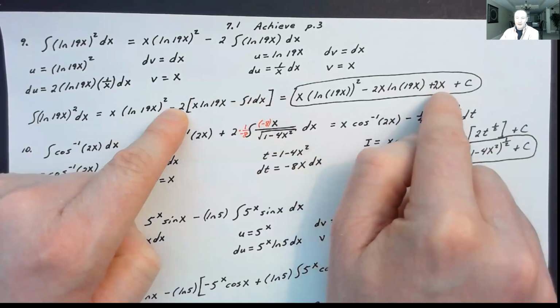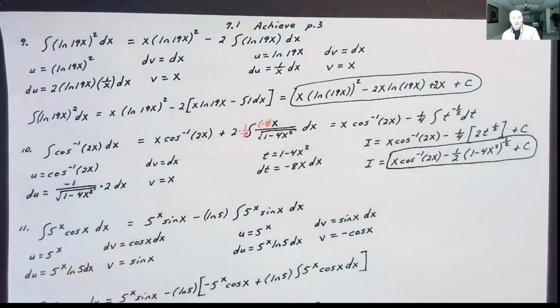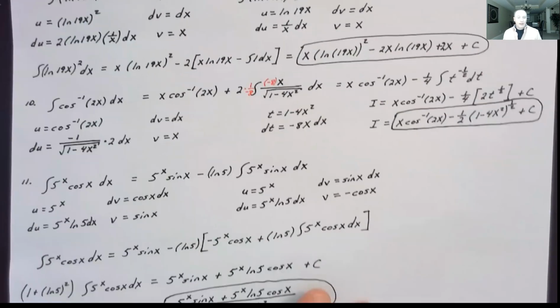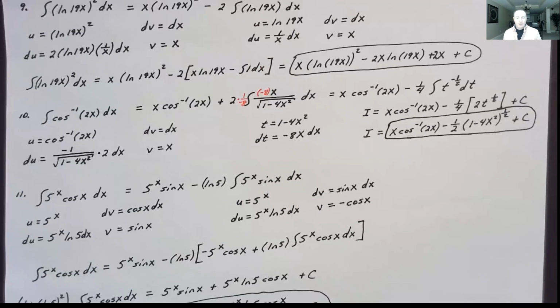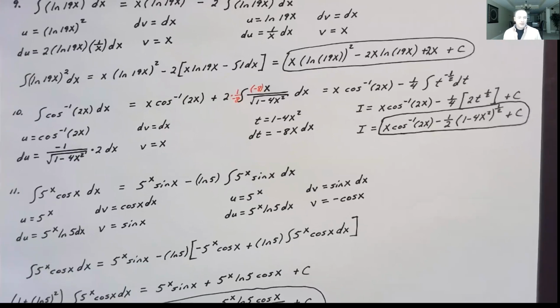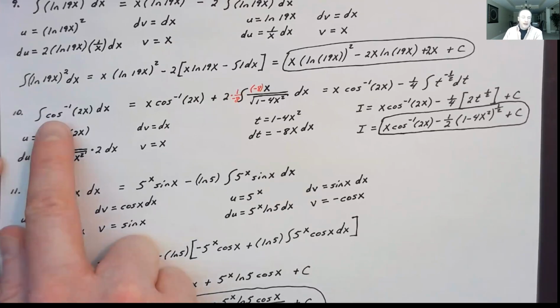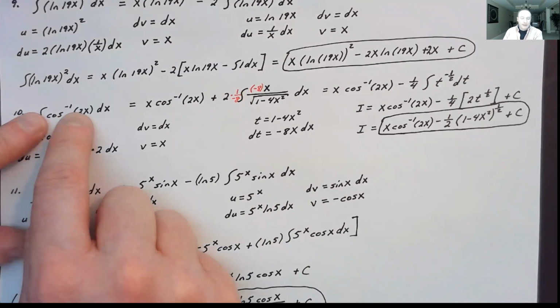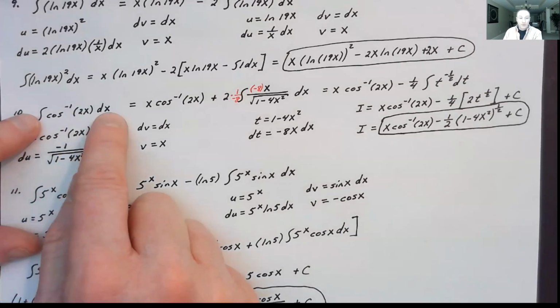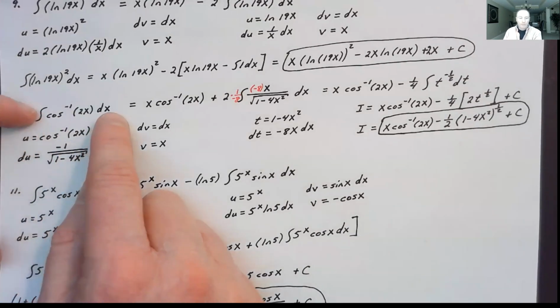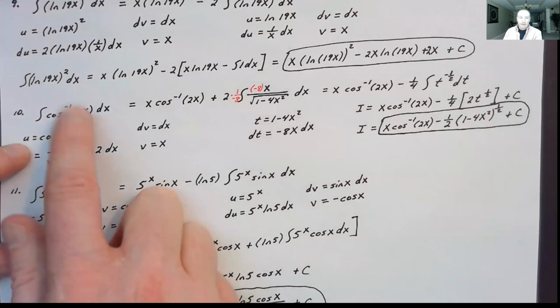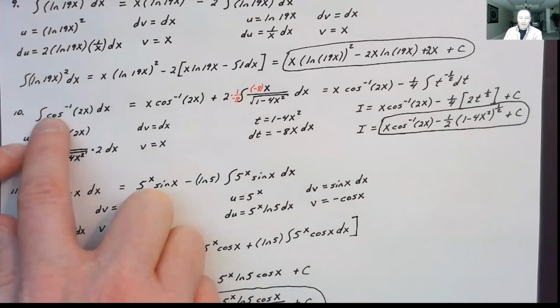I scrunched it in. And then, of course, plus your constant of integration. For the next problem here, I absolutely love integration by parts for inverse trig functions. Let's integrate the inverse cosine function together. So if we have, like in number 10 here, the integral of the inverse cosine of 2x with respect to x. Well, all right. Again, just like the last problem, there's no choice of what to let u equal.